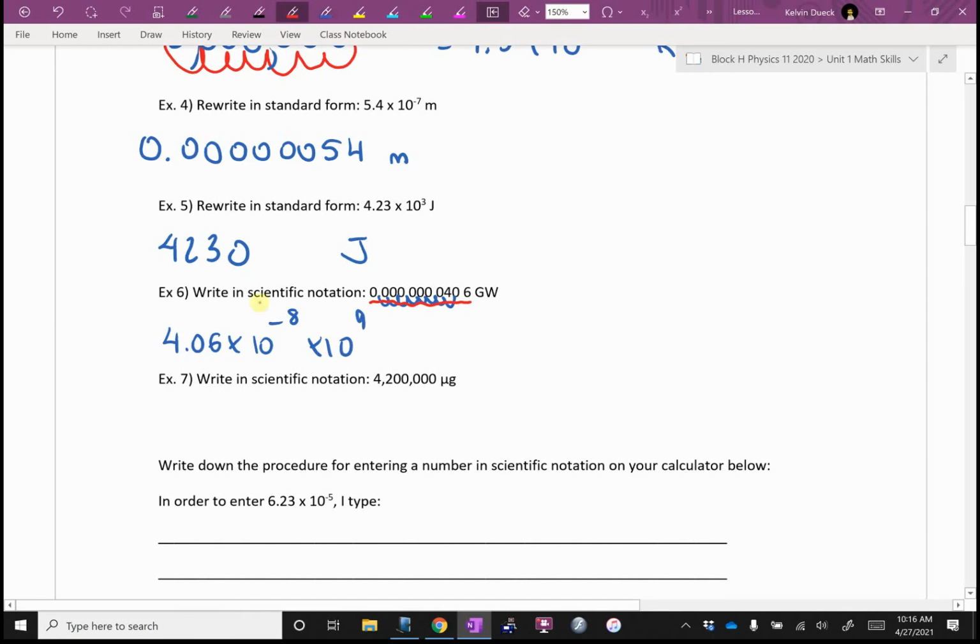And now I can say, hey, I can use my exponent rules because those are both powers of 10. What do you do when your bases are the same and you're multiplying? What do you do with the exponents? Add, right. Multiplying is add them. Dividing is subtracting them. So you add. So we would go negative 8 plus 9. This ends up being 4.06 times 10 to the 1 watts.